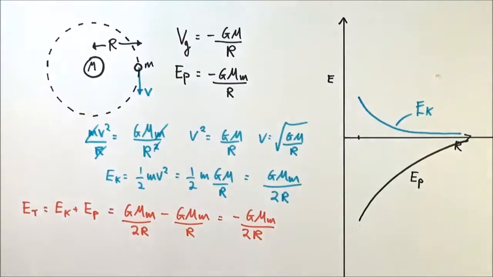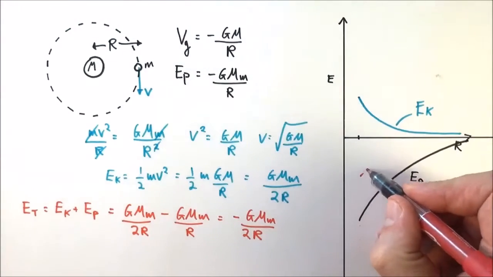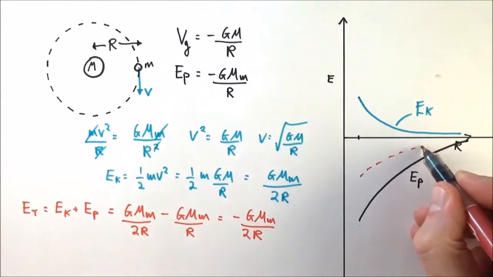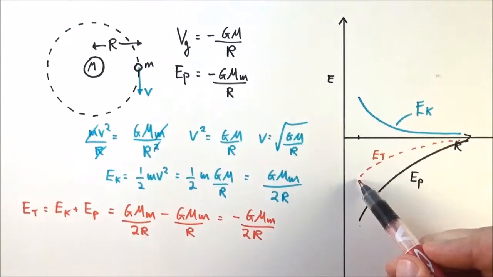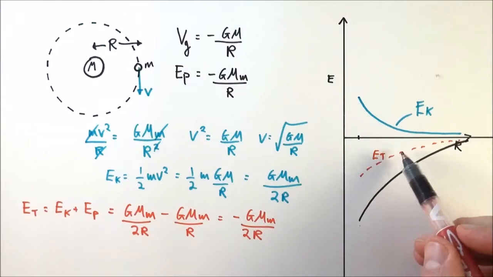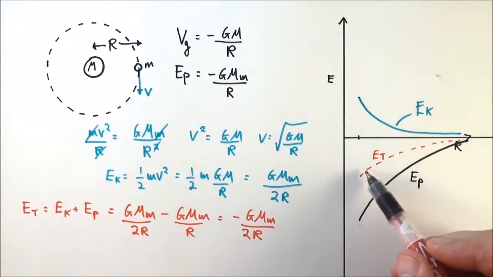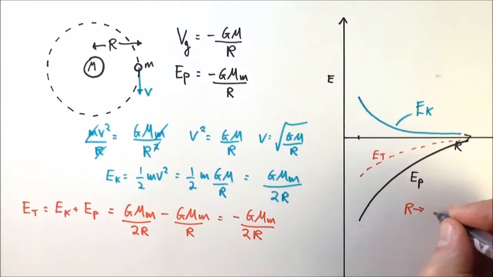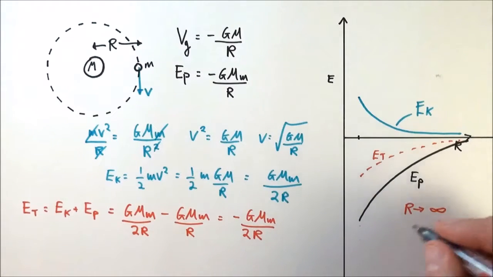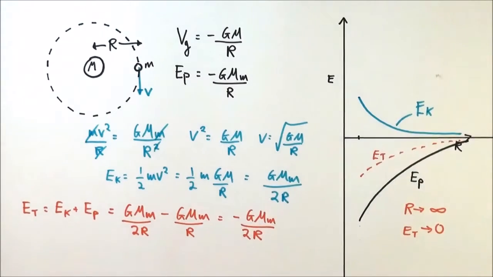What's the sum of these two things? Well, it's basically this line over here. So this is my total energy. And what this basically says is that the further away a satellite is from that planet, the less energy it has. And effectively, as R tends towards infinity, we find that the energy of that satellite tends towards zero, which is what we see over here.